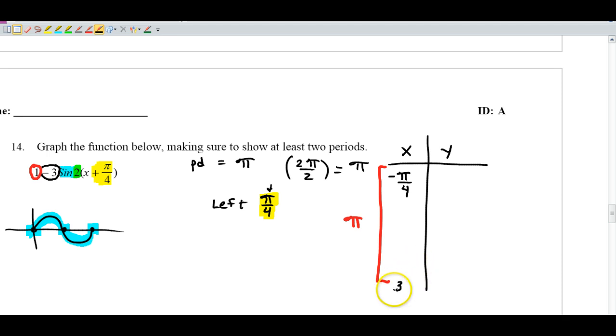So I'll put 3/4 pi here. That'll be the last value I come up with, in one period anyway, the period here. So what are these other values? All right, so let's figure that out.